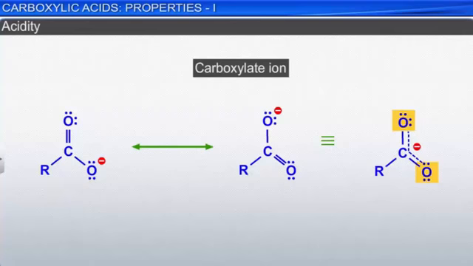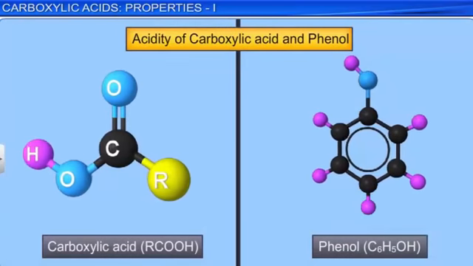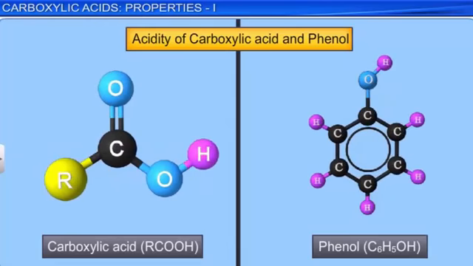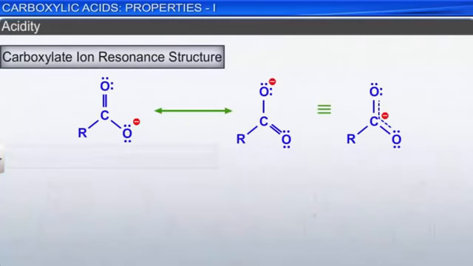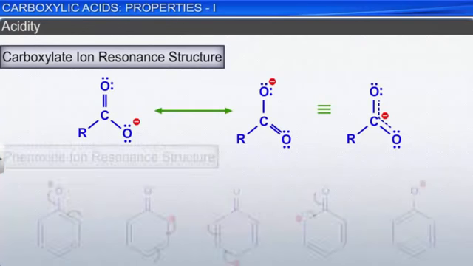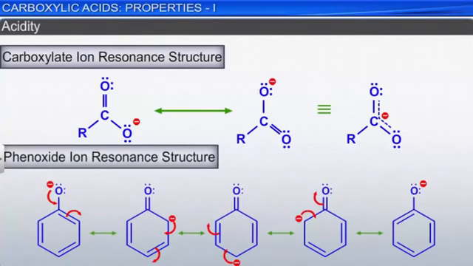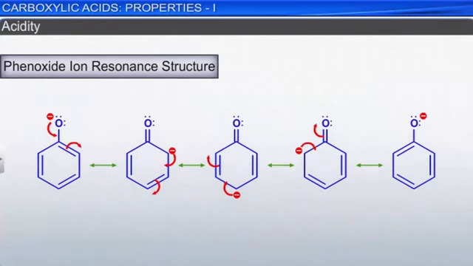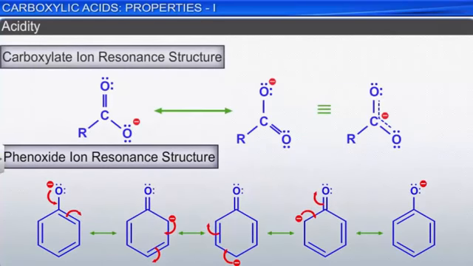Let's now compare the acidity of carboxylic acids with the acidity of phenol. When you compare the resonance structures of the carboxylate ion and the phenoxide ion, you can clearly see that the carboxylate ion is stabilized by two equivalent resonance structures in which the negative charge is on the more electronegative oxygen atom. The phenoxide ion, on the other hand, has non-equivalent resonance structures in which the negative charge is on the less electronegative carbon atom. Hence, resonance is more important in the carboxylate ion than in the phenoxide ion.